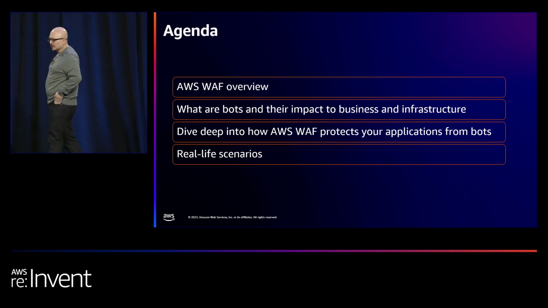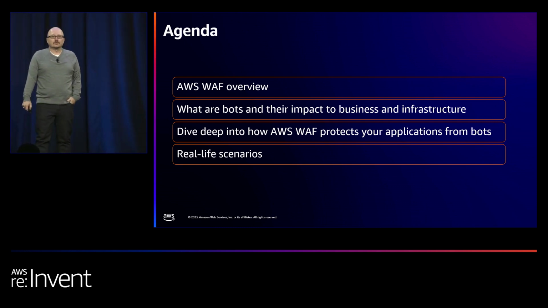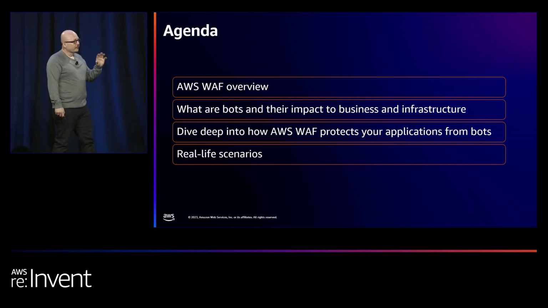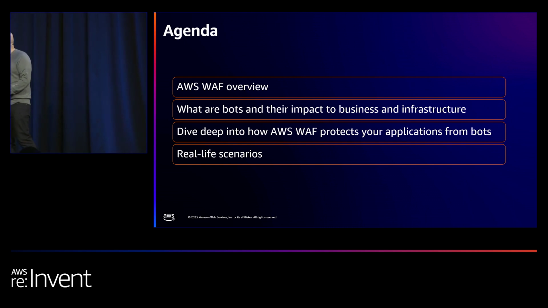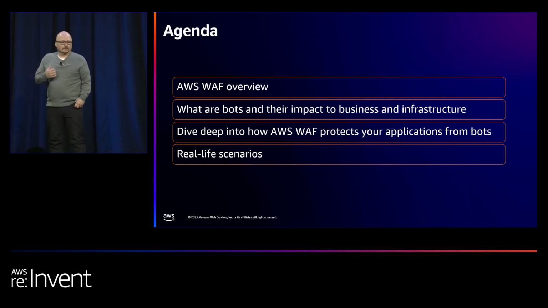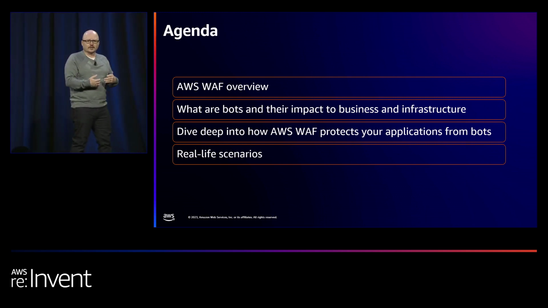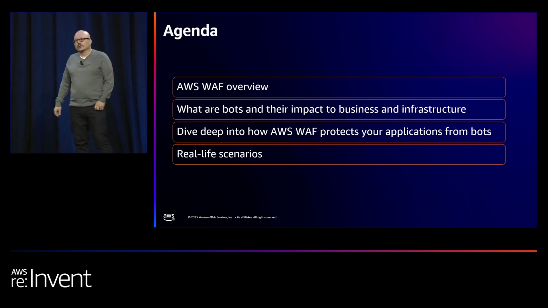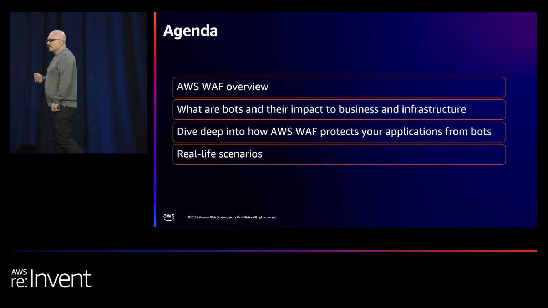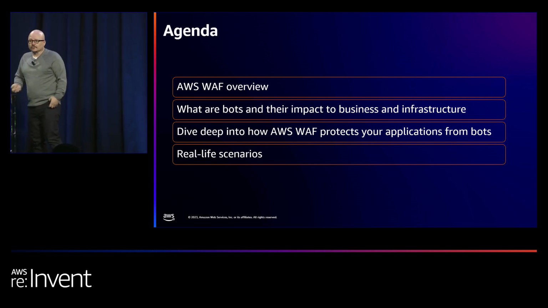So first of all, let's go over what we're going to talk about today. We're going to let you know a little bit about what the capabilities of AWS WAF are. We're going to focus around the bot and fraud technologies. We're going to dive deep into the bot and fraud technologies and how they work, how you'll be able to put them to use in your website and application. And lastly, we're going to go through some real-life scenarios around instances where we've been able to help customers using the technology.